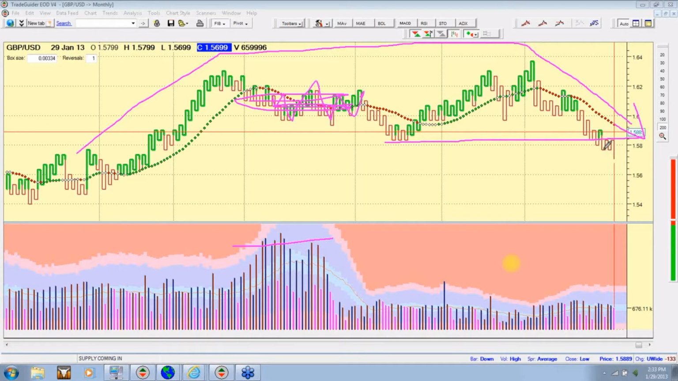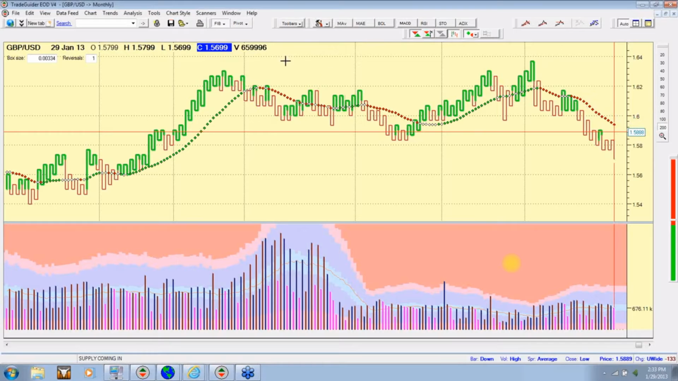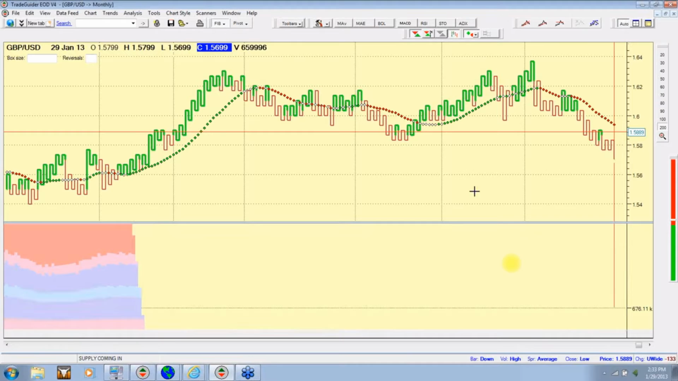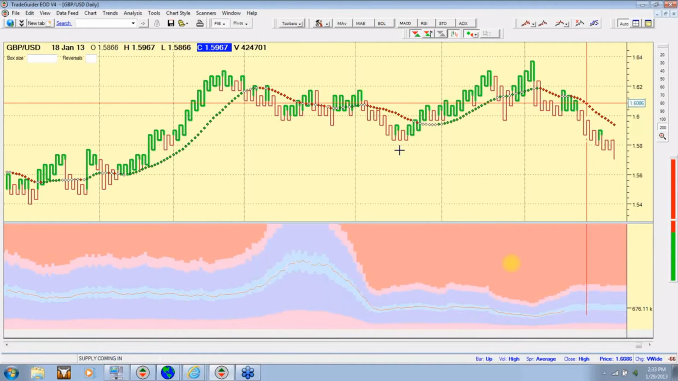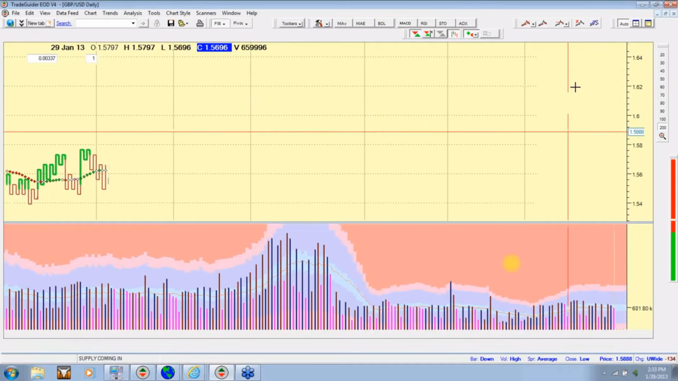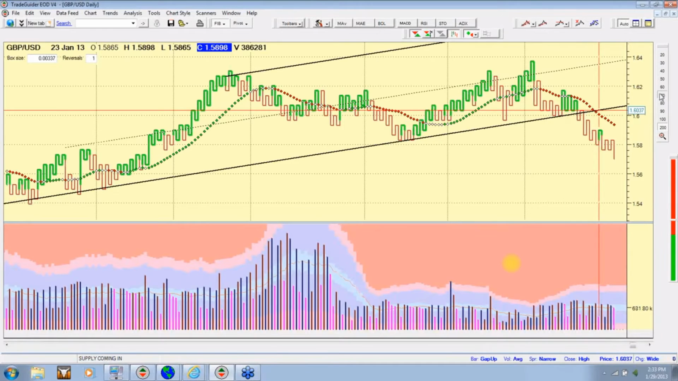So how do we actually trade this then? We are definitely, look at the red diamonds, in a downtrend on the monthly chart. No doubt about that. If we look at the weekly chart, downtrend. If we look at the daily chart, we've come out of the trend channel, we're in a downtrend.